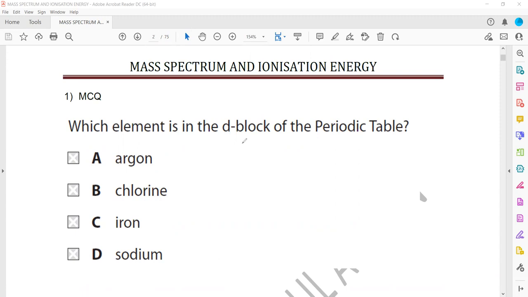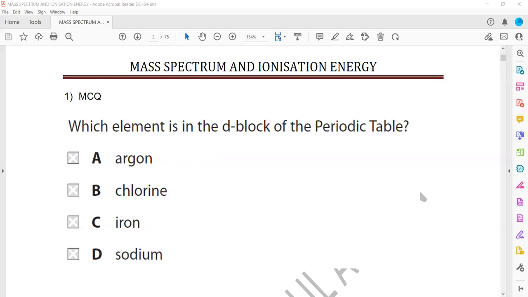Which element is in the D block of the periodic table? So actually, the whole periodic table is divided into blocks. The first two groups are the S block elements. Then groups 3 to 8 are P block elements. Then between group 2 and 3, we have the D block, and below the bottom of the periodic table, we have the F block elements.